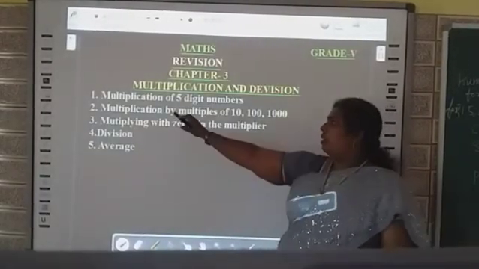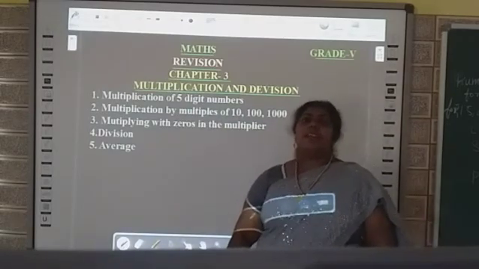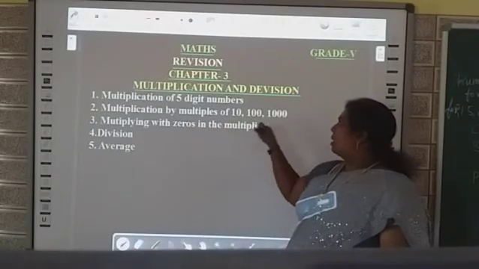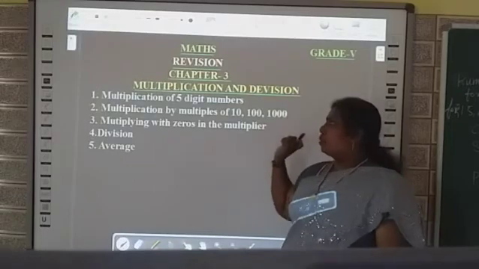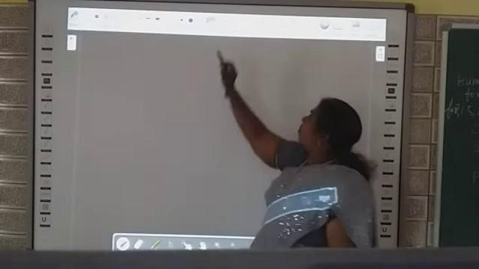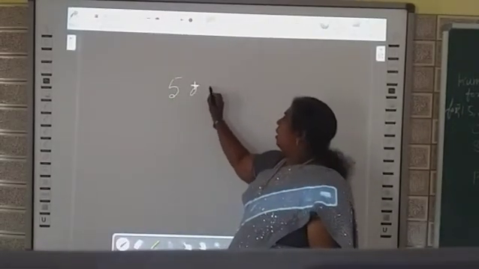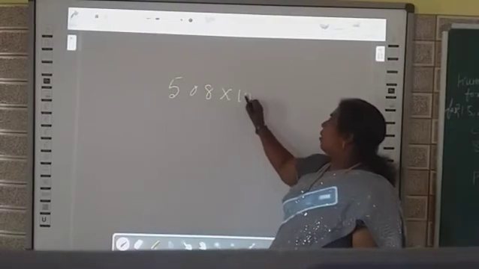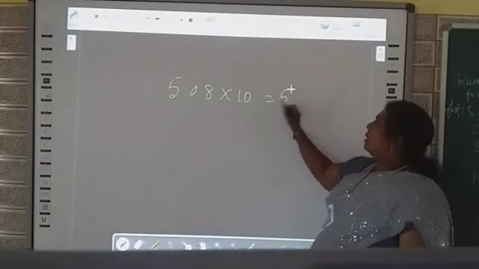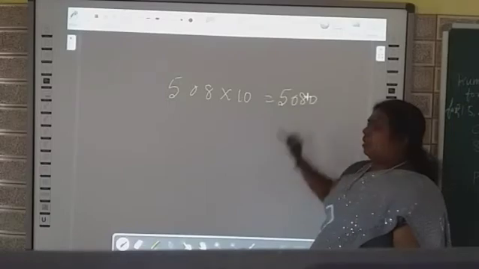So now, just now we finished multiplication of 5-digit number, right? Multiplying by 2-digit and 3-digit, isn't it? Yes. Next, multiplication by multiples of 10, 100, 1000. See here, 508 into 10. What is the answer? You have to add that 0 in one's place, isn't it? It's very easy. 5080 will come, right?